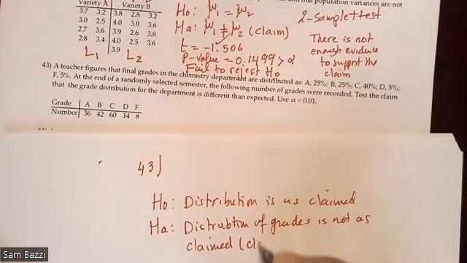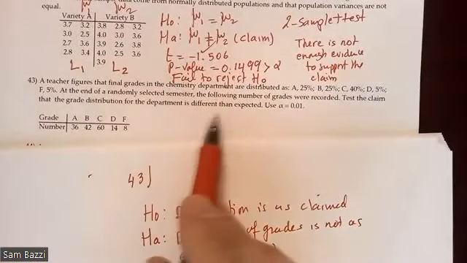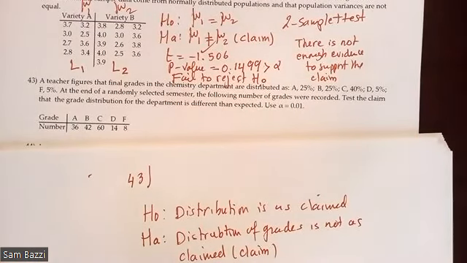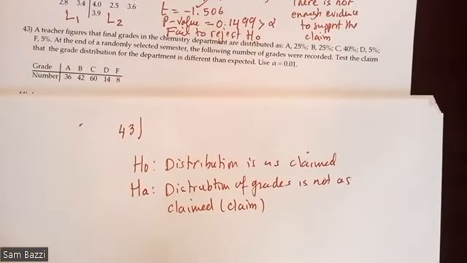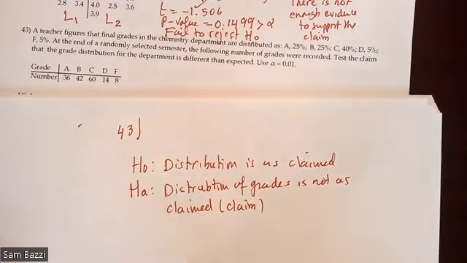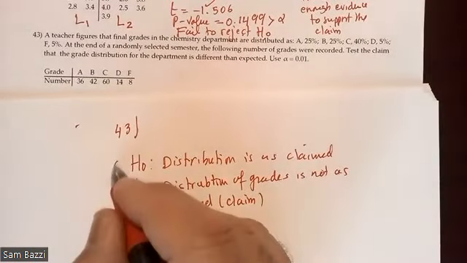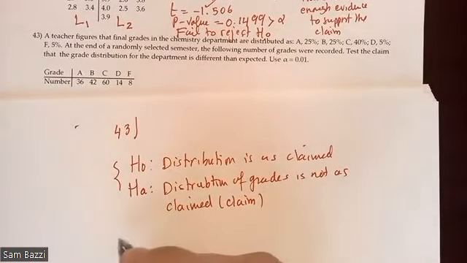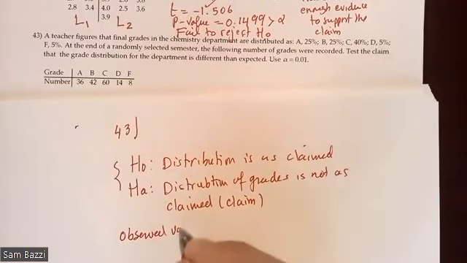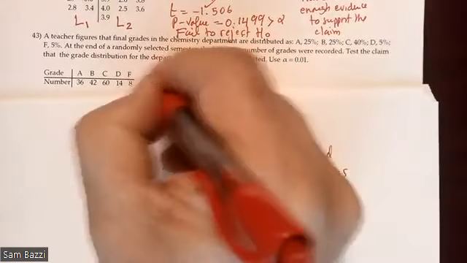And this is what the claim is, guys, because he says, test the claim that the grade distribution is different than expected. So the claim is in H1 or HA. All right. Now, how do we run a goodness of fit test? We need two types of value. We need the observed values, which are given to us right here.